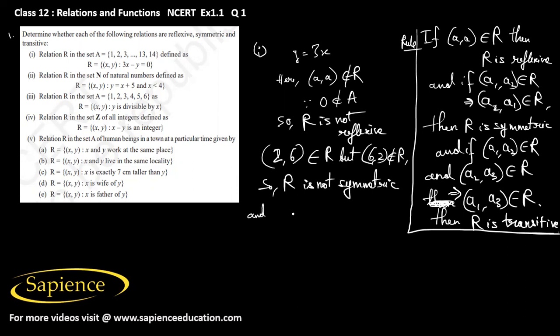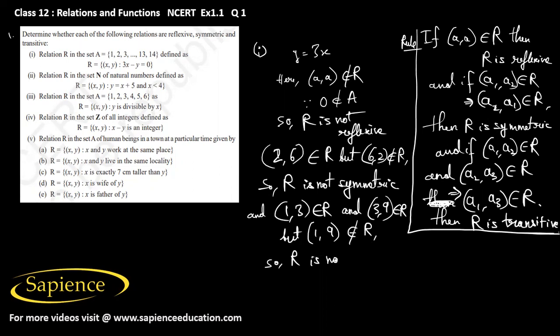And suppose here (1, 3) belongs to the relation R, and also (3, 9) also belongs to the relation R, but (1, 9) does not belong to the relation R. So I can say that the relation R is not transitive also. So the relation R here is neither reflexive, nor symmetric, nor transitive.